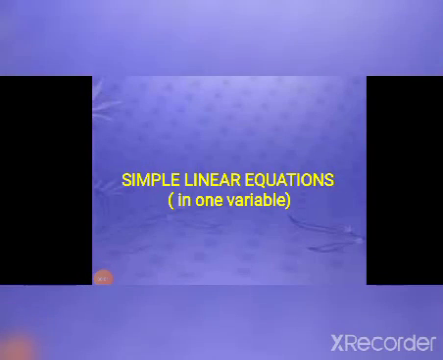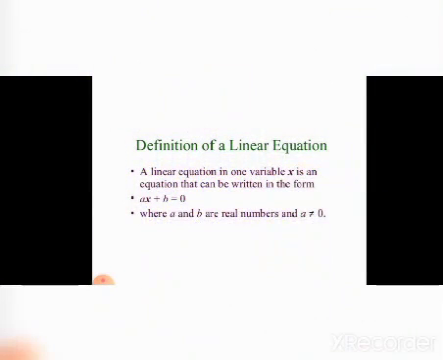Hello students, today we will discuss simple linear equations in one variable. Definition of a linear equation. Let me tell you what is linear. Linear means line, and equation, which means any polynomial equals to constant number, is called equation. So let's see what definition of linear equation it has been said here.